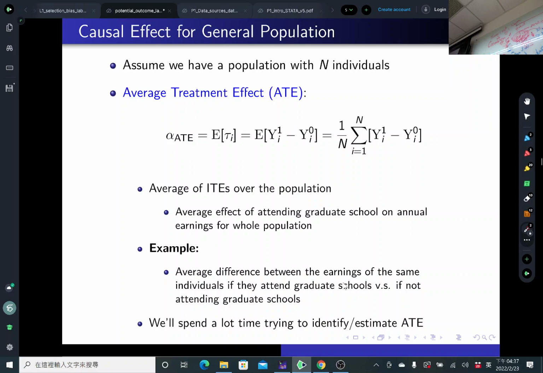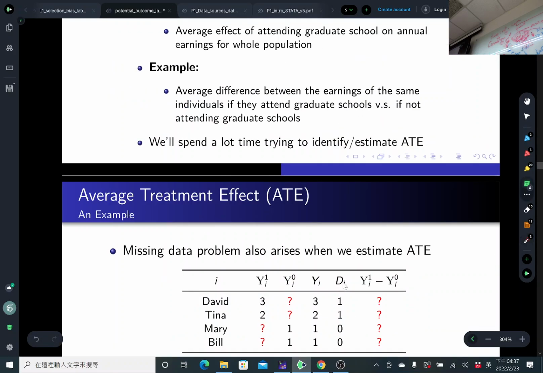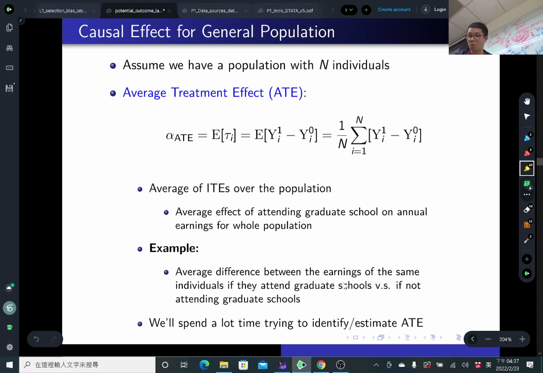So for example, you want to know the effect of the grade school on the whole population's average earnings. That basically suggests you want to compare the average difference between the earnings of the same people if they go to grade school versus not go to grade school. So compare the average Y1 and average Y0. That's something you want to know.